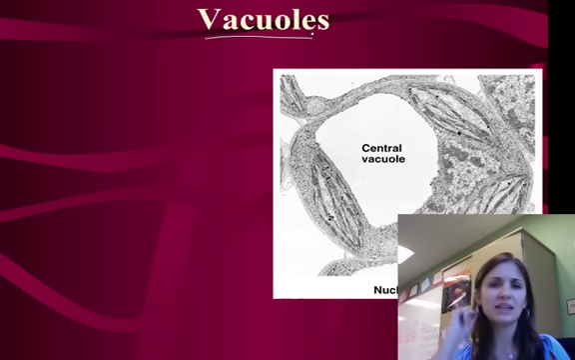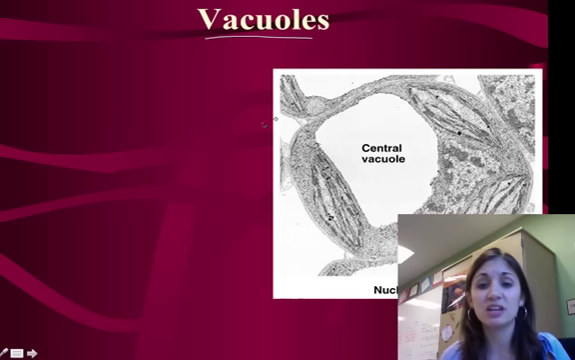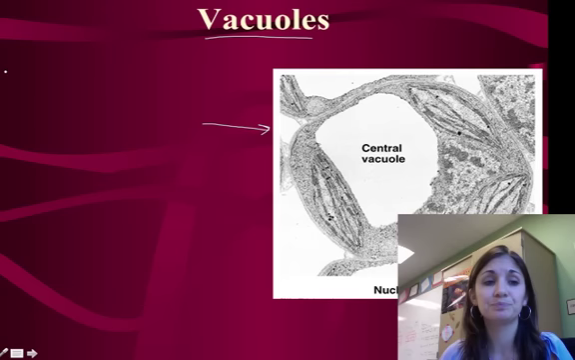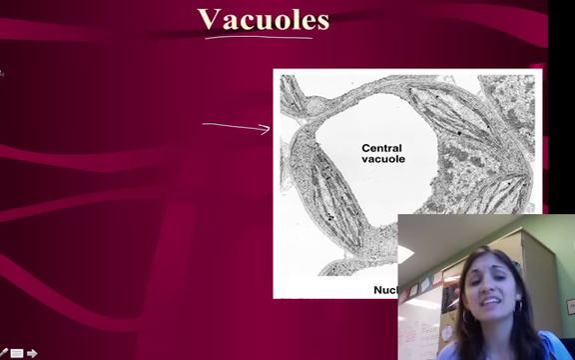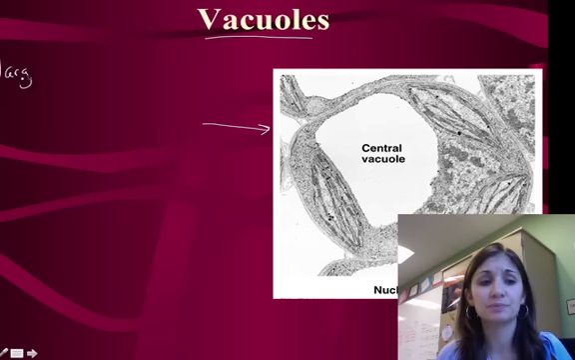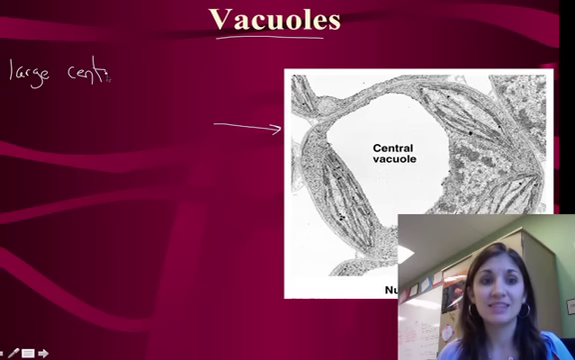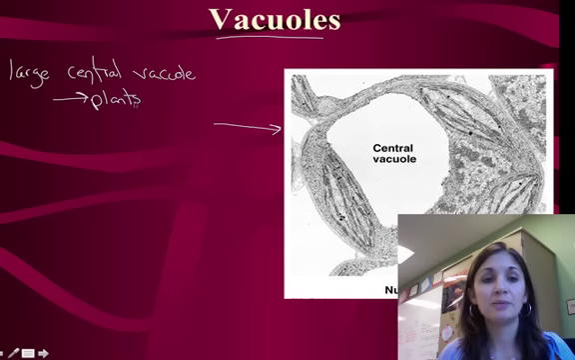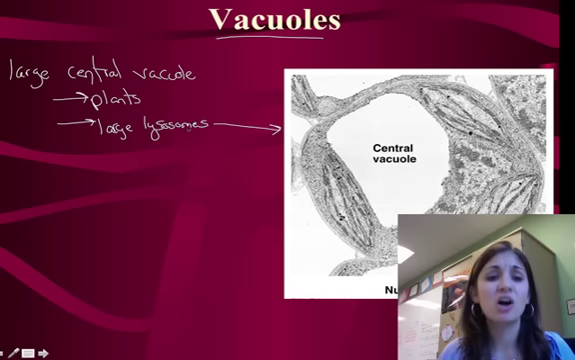So there are a few different kinds of vacuoles. This picture here is of a plant cell. And plant cells have a large central vacuole. And these are unique to plant cells. In plants, these act as large lysosomes. And in general, all vacuoles act as storage.